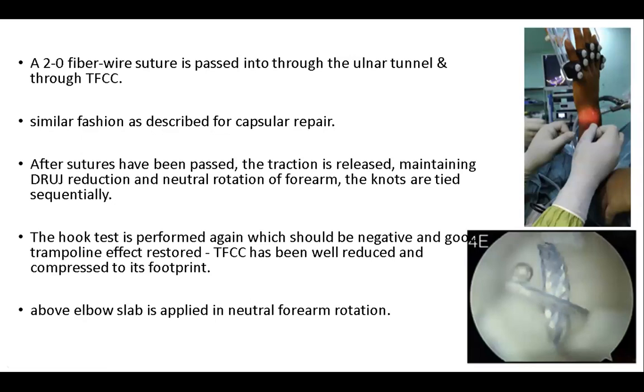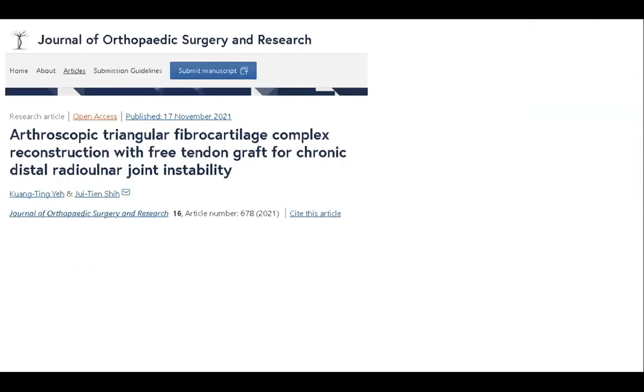After the sutures have been passed, traction is released, maintaining the DRUJ reduction and neutral rotation of the forearm. Knots are tied. The hook test is performed again to check the integrity of the TFCC, whether it has been well reduced and compressed onto its footprint. An above-elbow slab is applied in neutral forearm rotation.